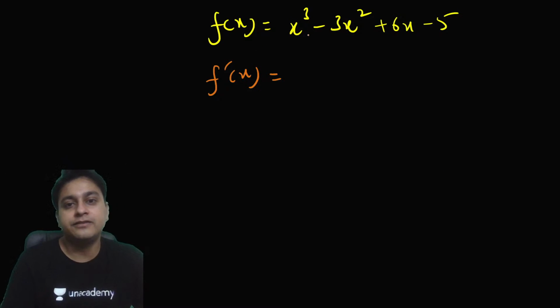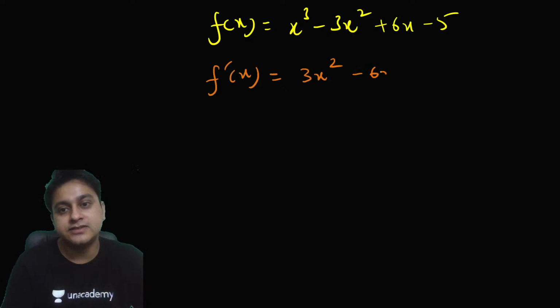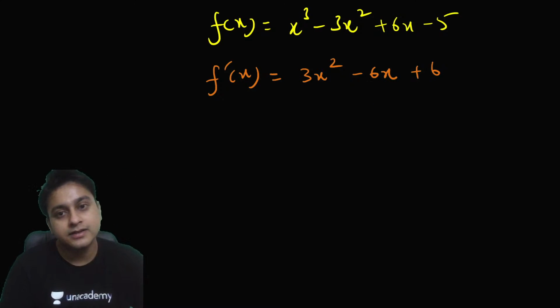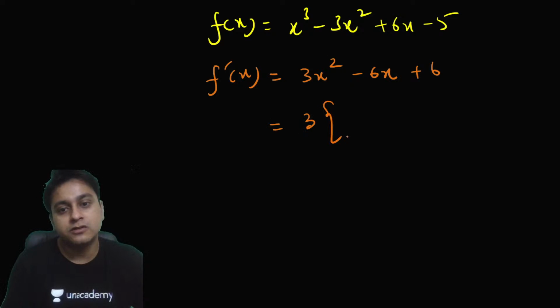What is it coming out as? f dash of x. Can I say 3x square minus 6x plus 6, right? That will be my f dash of x. If I take the 3 common, what am I getting? I'm getting x square minus 2x plus 2.